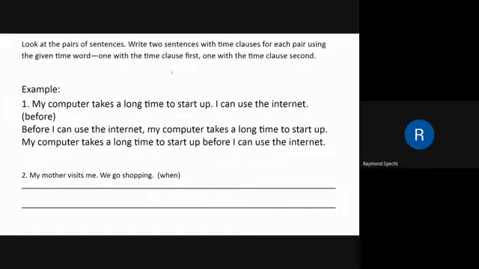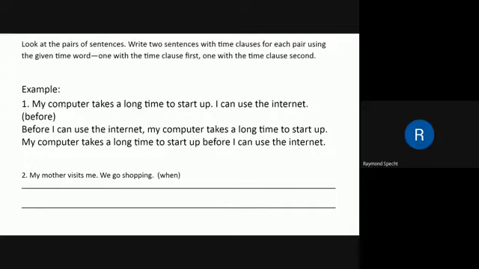You have to come up with two sentences. One, you're going to start with the independent clause or main clause. And then the second sentence you make is going to start with the dependent or time clause. So one of your sentences has to have the time clause first, and the second sentence has to have the time clause in the second part.